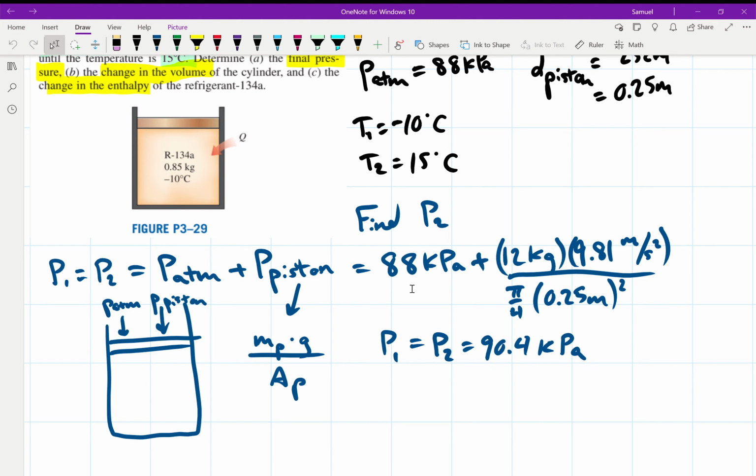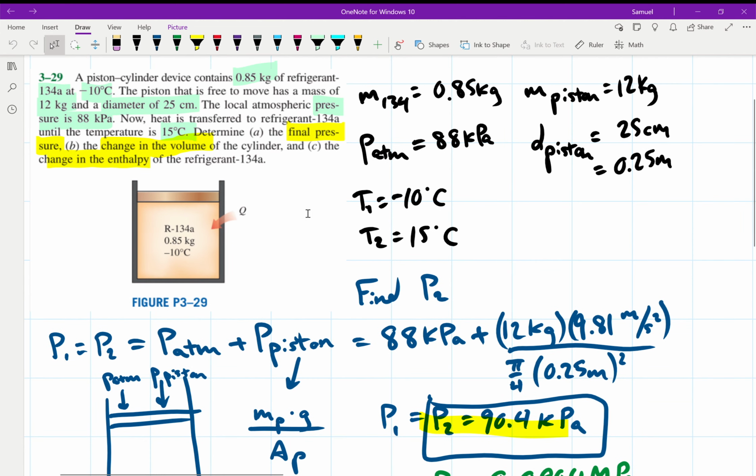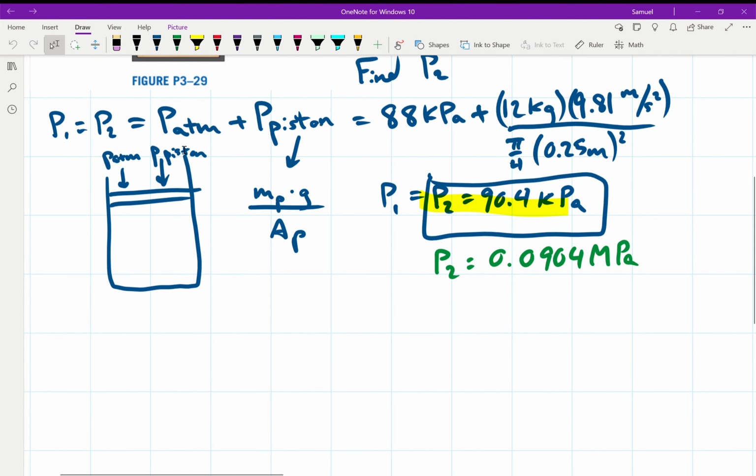While I've got this number handy, later on we're going to need to convert this to megapascals. If we divide this by 1,000, we will get 0.0904 megapascals. We'll come back to that later. The second part of this question asks for the change in the volume, so that is what we will go after next. Part B tells us to find the change in the volume.